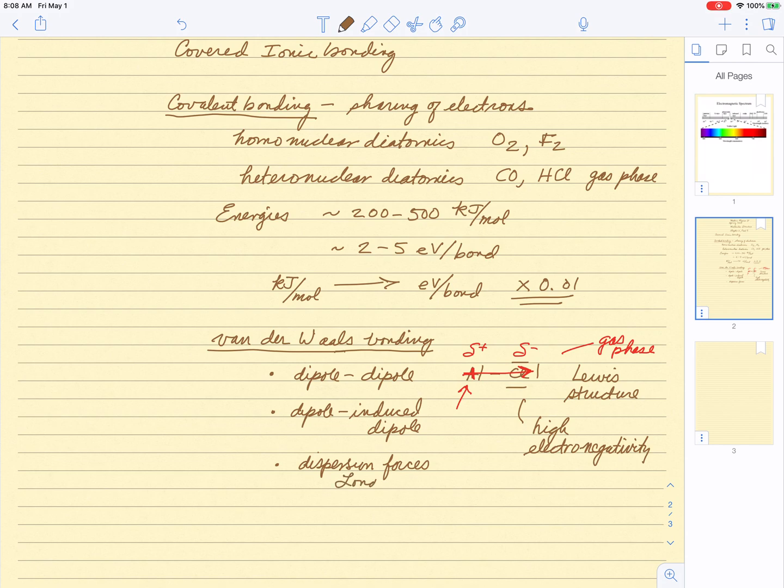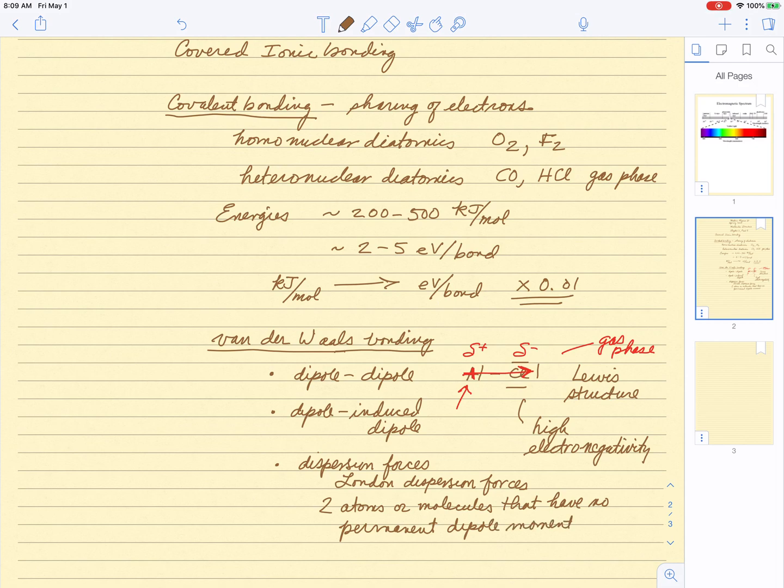Sometimes called London dispersion. London dispersion forces. And in this particular case, we're talking about two atoms or molecules, right? That have no permanent dipole moment.